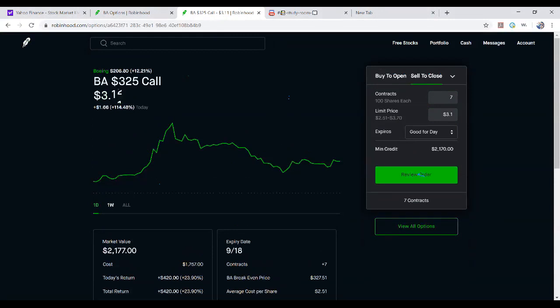Obviously, it wouldn't process right now because the market's not open. For Boeing, it's a 325 strike price. The expiration date is September.